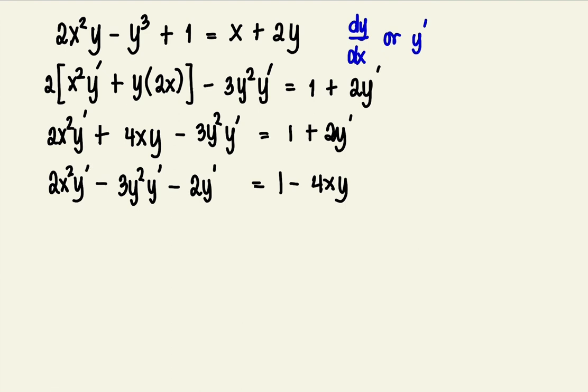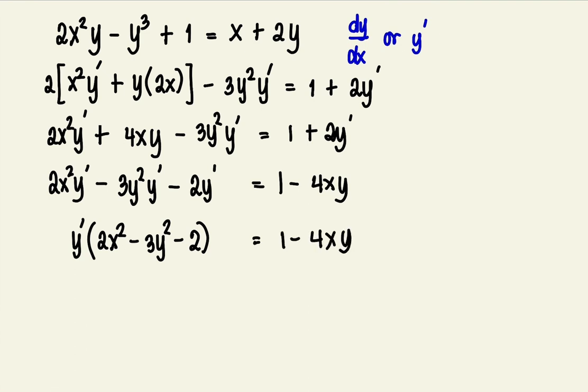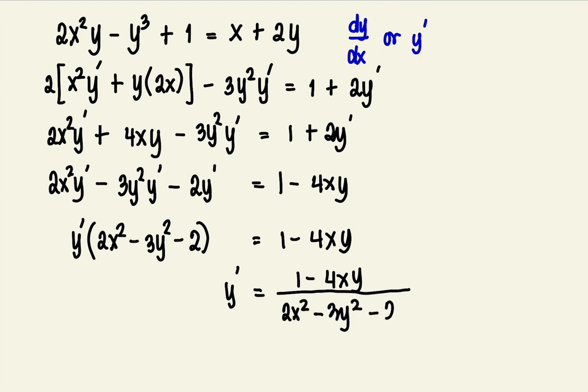Okay, this should be a prime right here. So factoring out y prime, we have 2x squared minus 3y squared minus 2. And on the right side, we have 1 minus 4xy. And so y prime, therefore, or our derivative of the given function, is 1 minus 4xy all over 2x squared minus 3y squared minus 2.